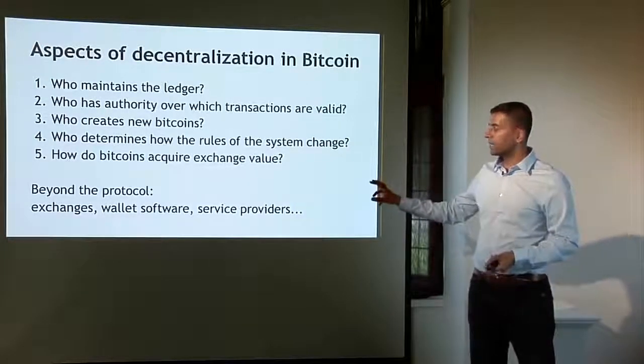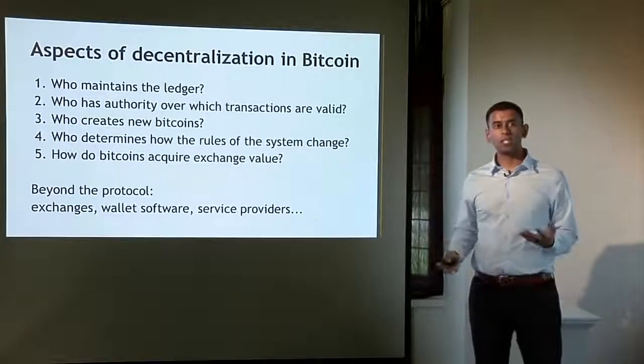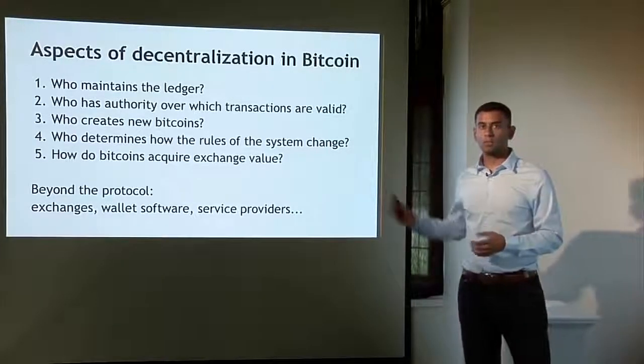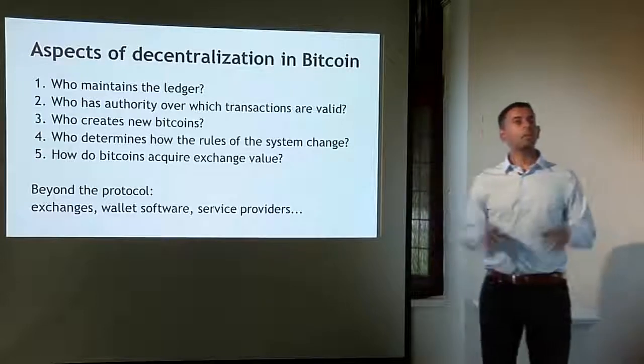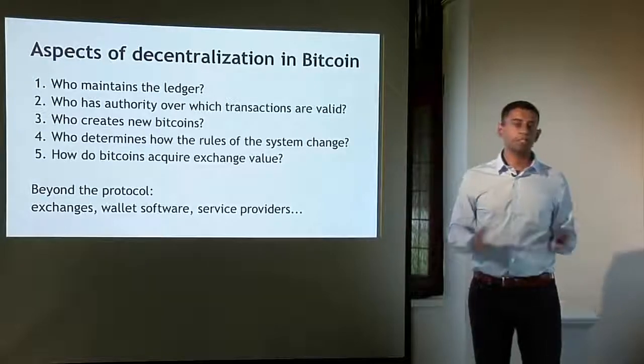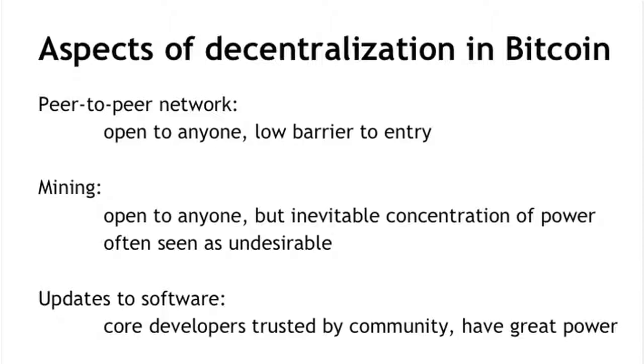And I want to emphasize that there are aspects to decentralization beyond the protocol. That includes things like Bitcoin exchanges, where you can convert Bitcoin into other currencies. It includes things like wallet software and a variety of other service providers. And so even though the underlying protocol is decentralized, these services that develop on top of it may be centralized or decentralized to varying degrees. And just to drive home this point, let me show you three different aspects of Bitcoin and where they fall on the centralization-decentralization spectrum. First, there's the peer-to-peer network. And this aspect of Bitcoin, I would say, is the closest thing to purely decentralized. Why is that?